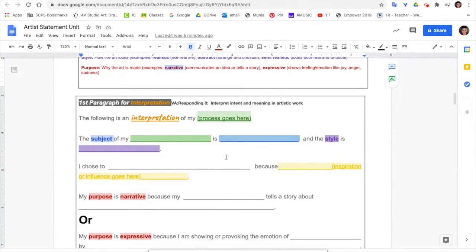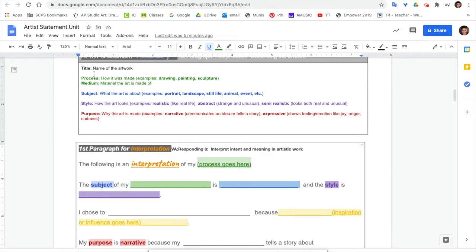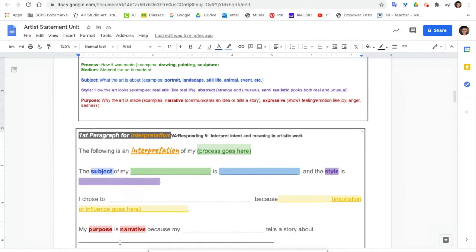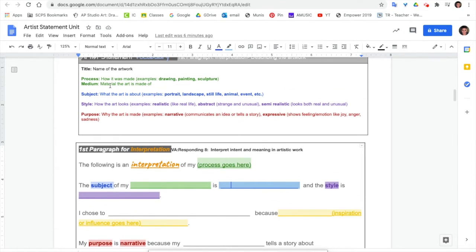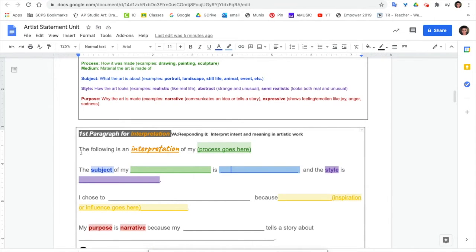Okay, so this is the pre-write. Yes, it's very colorful and may look confusing at a glance, but remember, everything's color-coded. For instance, green goes with process and medium. Blue goes with subject. Purple, style, and then the red and pink would go with the purpose, okay? And then here, the yellow is your own personal inspiration or influence, okay? And I've actually done the first paragraph for you.